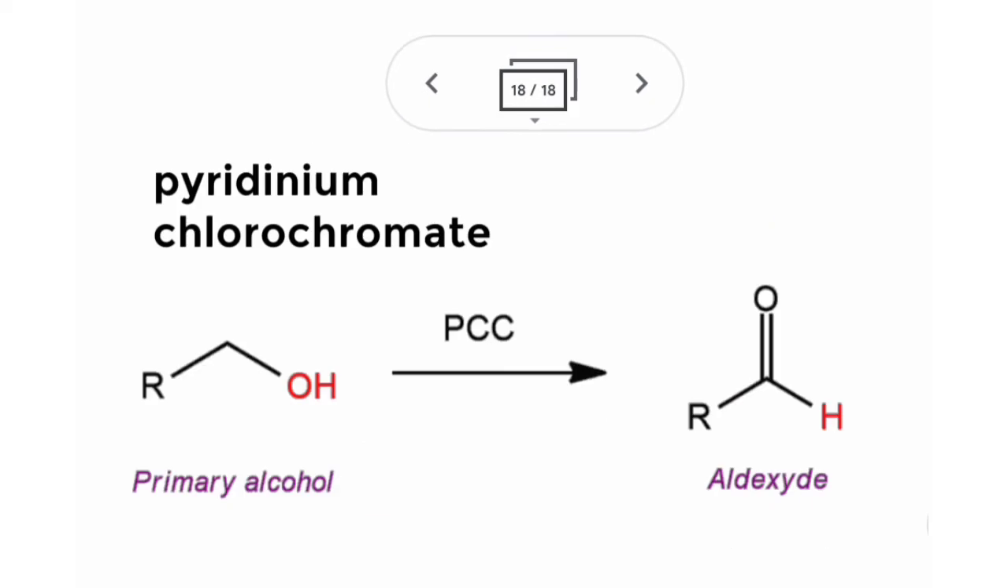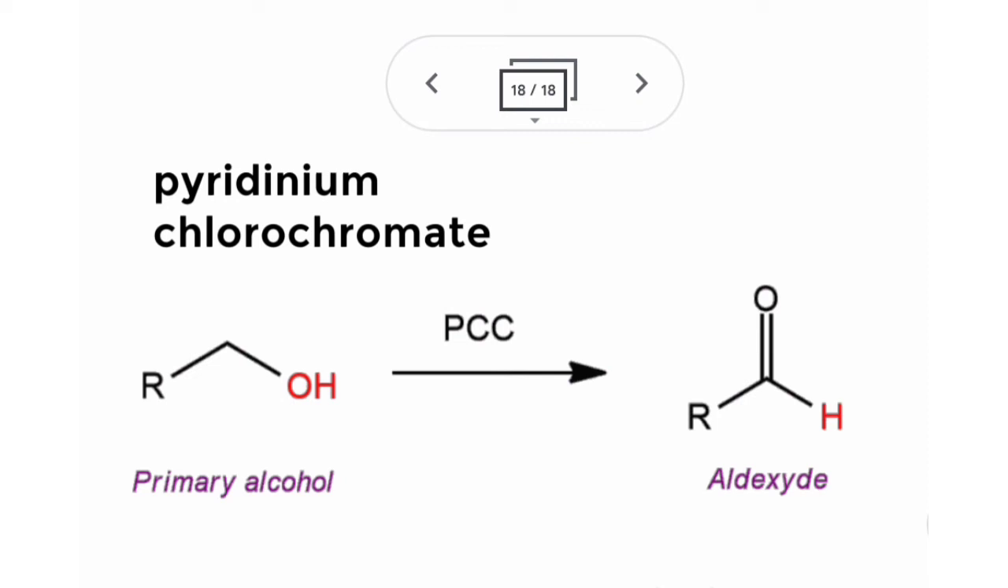If you want to oxidize a primary alcohol into an aldehyde, you can use a reagent called PCC. PCC stands for pyridinium chlorochromate. So in short, you can just call it PCC. That'll be fine. So if you use PCC, you're going to oxidize a primary alcohol into an aldehyde. PCC is a weak oxidizing agent. And so by using this reagent, you won't end up producing a carboxylic acid. Instead, you just produce an aldehyde, and that will be the end.